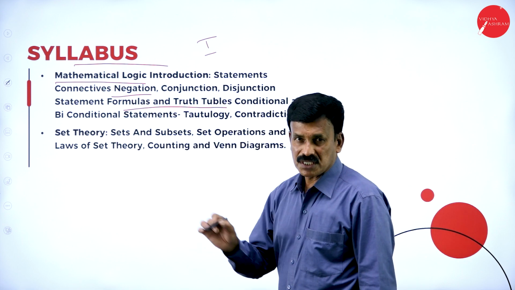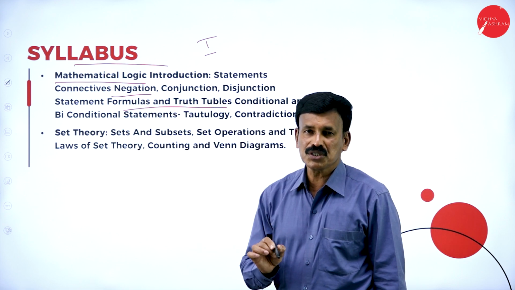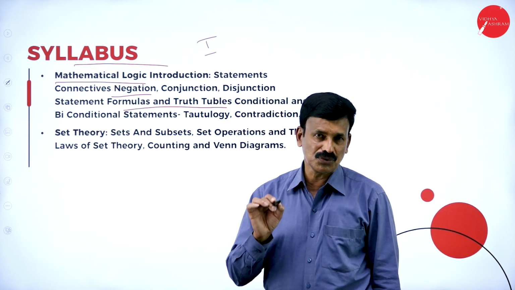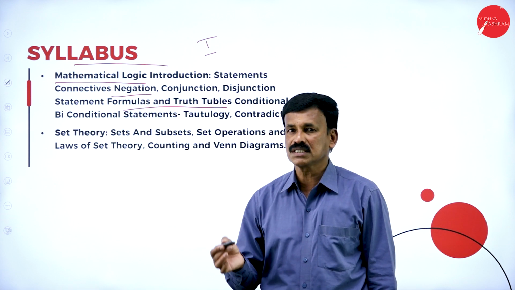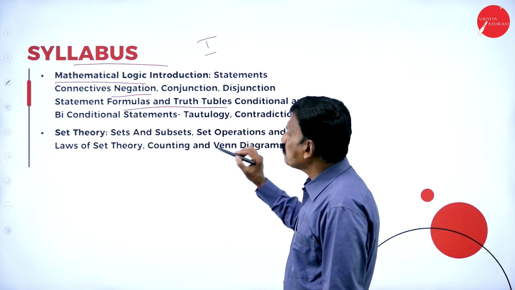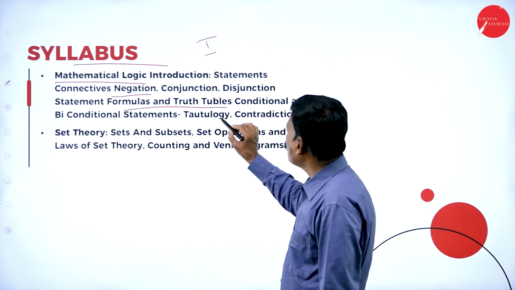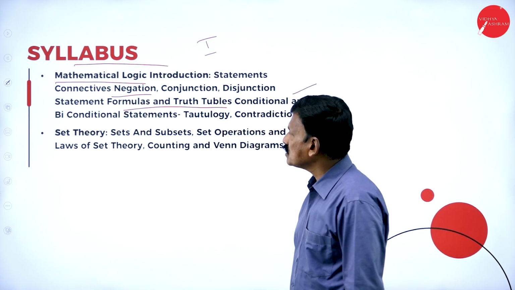So we are going to study the definition and the connectives and writing the truth table for those connectives like conjunction, disjunction, conditional, biconditional, and the problems related to the statements and the formulas. So that is called the construction of a truth table.